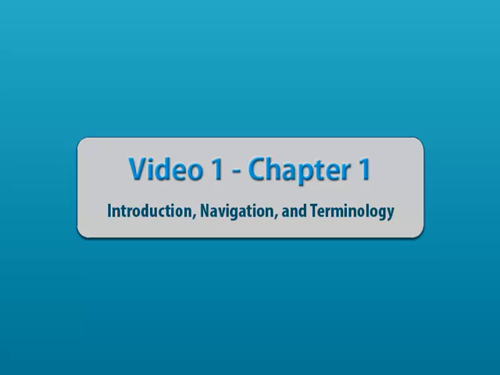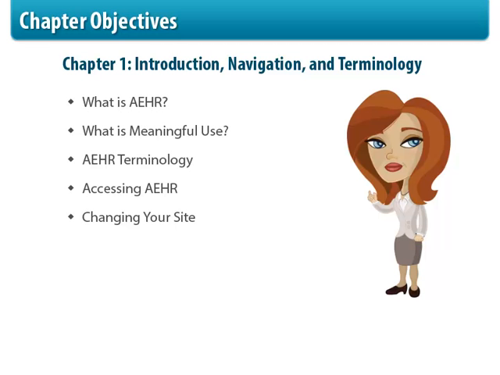This training module is the first in a series of 4, and it is divided into 4 chapters. The first chapter will introduce you to AEHR. In this chapter, we will define AEHR and meaningful use and familiarize you with terminology specific to the program. We will also discuss access to AEHR, including logging in and logging off, and tell you how you can change your location or site within the program. The handout that accompanies this course is available as a separate download from CE Central.